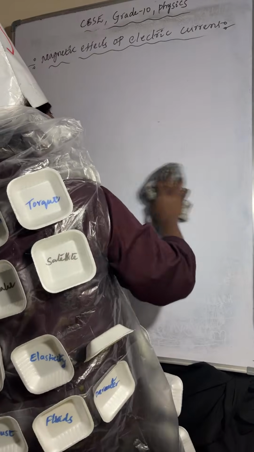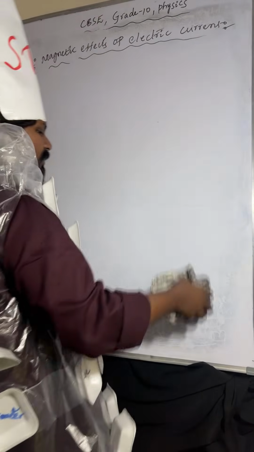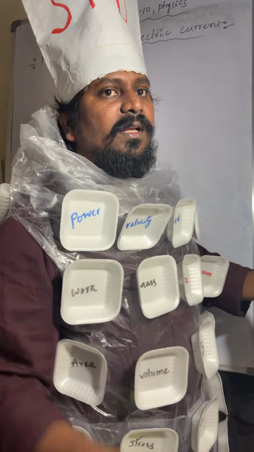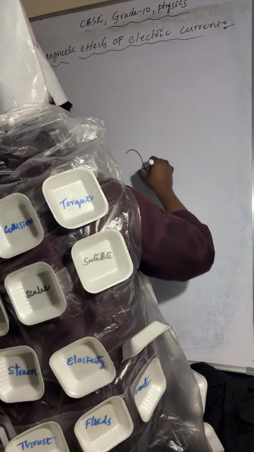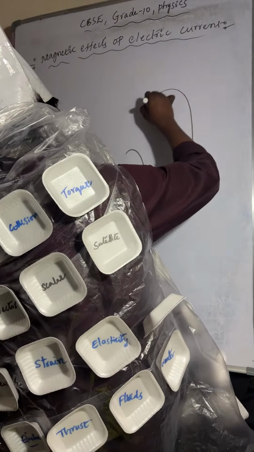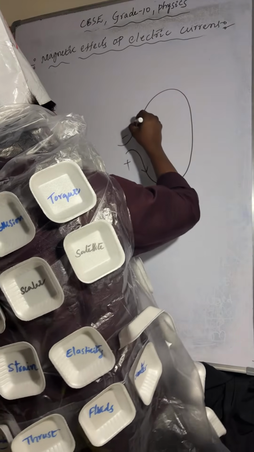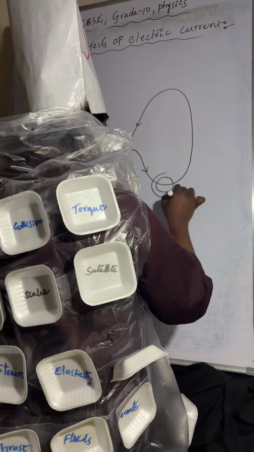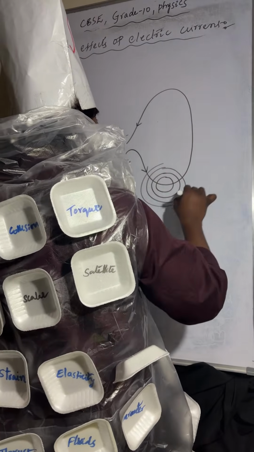Now I am taking a loop. Okay, so the next one is the loop. Here you can observe, this is the loop. I am taking the loop like this. So current is passing like this. Around it the magnetic field will be there. Understood? So like this it will be there.